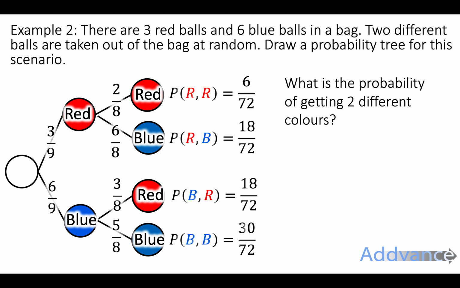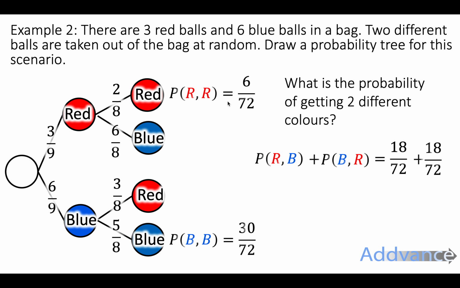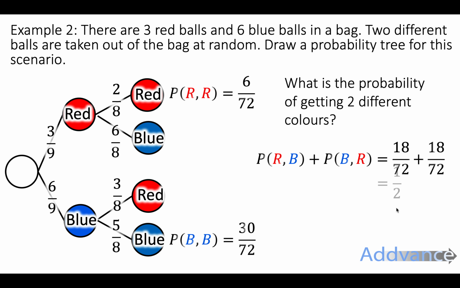Now, we can write probabilities like this, so the probability of a red and a red, you can write like this in brackets. This is how you write it in maths. This is how mathematicians talk about probabilities. What is the probability of getting 2 different colours? Well, that would be by getting a red then a blue, or a blue and then a red. So you add the 2 probabilities together, and you will get 1/2 on your calculator.